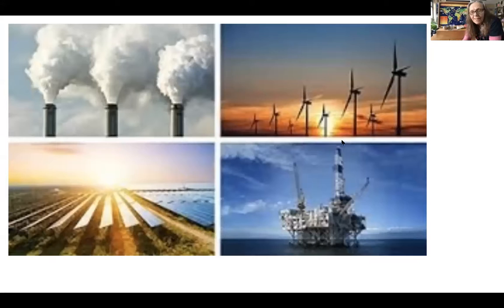So if we go down to the Gulf Coast of Mexico, we can see these big oil drills out in the Gulf of Mexico. We can also see lots of wind farms. We have lots of wind in Texas, and we could be using more solar energy because we certainly have enough sun. And then all that smoke coming out of that coal plant.